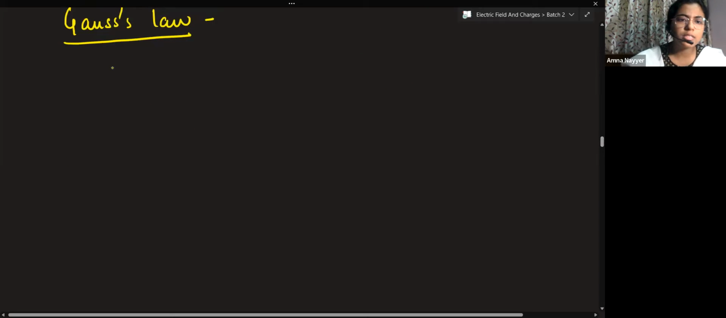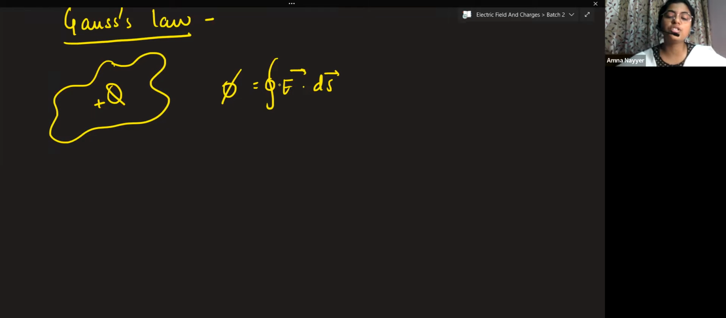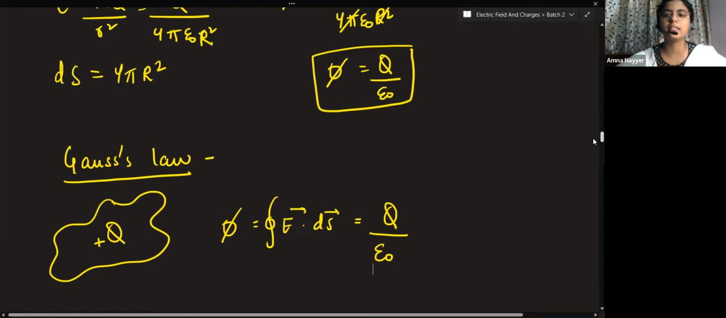So Gauss's law says that if you have a system with a total charge enclosed, let's say it is Q, the electric flux was what? Electric flux was the closed integral of E dot ds. This we have seen. This is equal to the result that we have drawn just now. This is equal to Q divided by epsilon naught. This was the answer, no? We were getting it just a few minutes back.